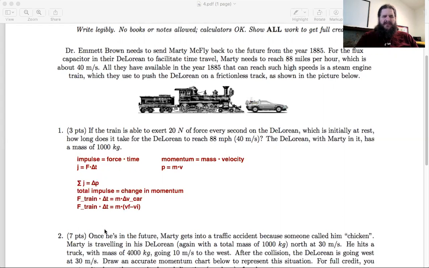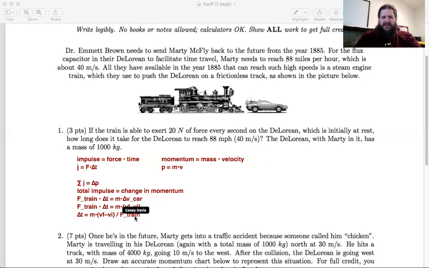So how would you isolate delta T in this equation? What would you need to do algebraically to isolate the time? You would divide F train by mass times change in velocity. Yeah, or other way around. The mass times change in velocity divided by force of the train. Yeah. So we now have a formula for the amount of time it takes. Mass times change in velocity divided by force of the train.